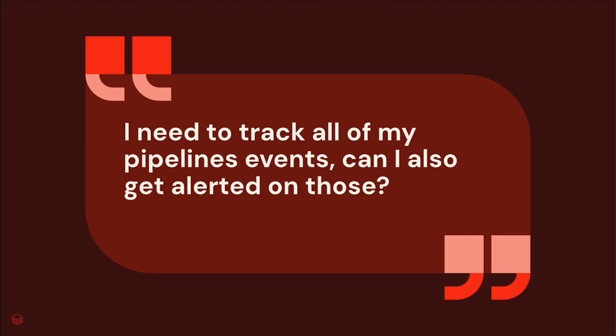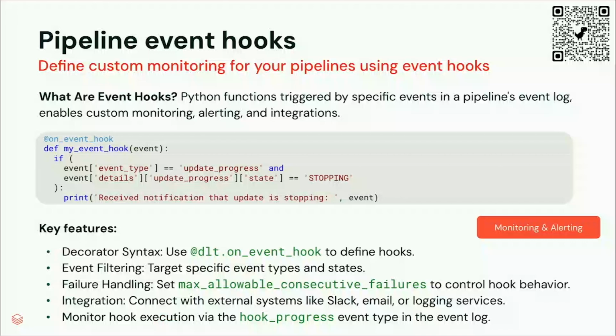Finally, if you have pipelines and you need to track events in even more granularity than what we provide out of the box, you can also get alerted on those. For pipelines, we have something very powerful, which are the event hooks. So what are these event hooks? Essentially, these are Python functions that are triggered if a certain event happens as your pipeline is executing. And this gives you a lot of customizability for monitoring, alerting, and also integrations with third-party systems, for example.